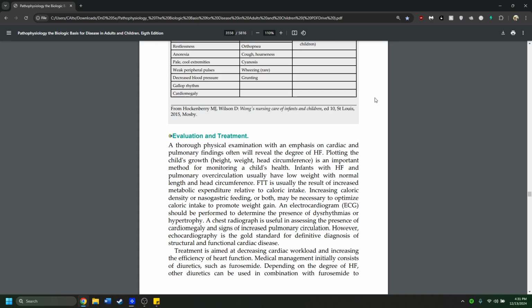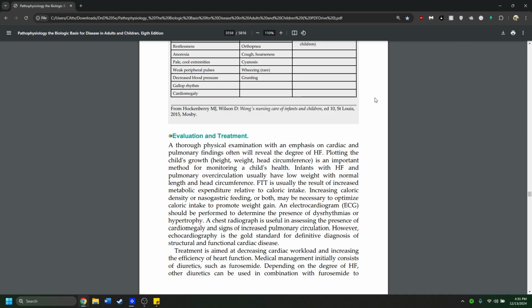So what is our evaluation and our treatment? Well, a thorough physical examination with an emphasis on cardiac and pulmonary findings often will reveal the degree of heart failure. Plotting the child's growth, our height, weight, and head circumference is an important method for monitoring a child's health. Infants with heart failure and pulmonary overcirculation usually have a low weight with a normal length and head circumference.